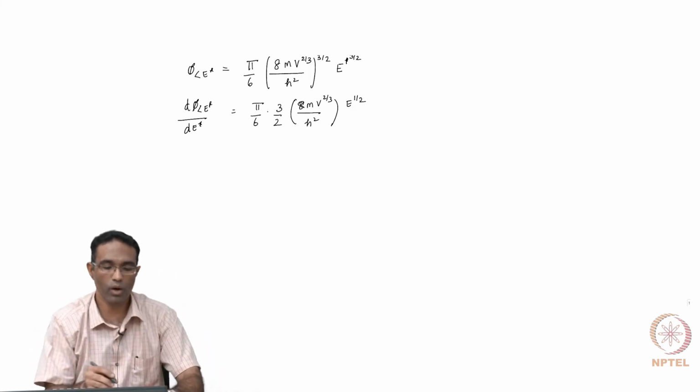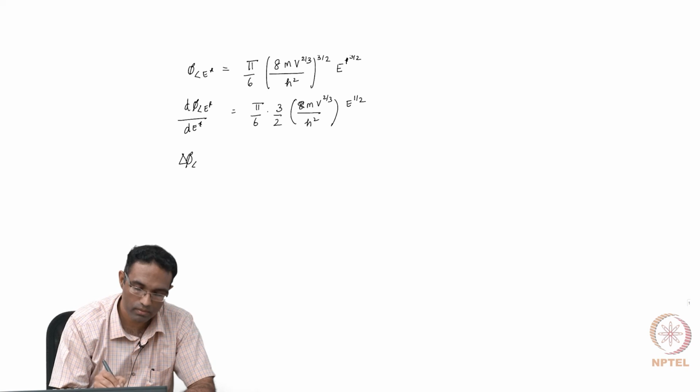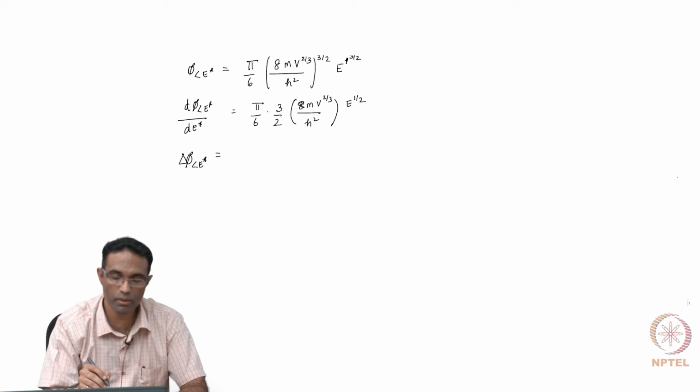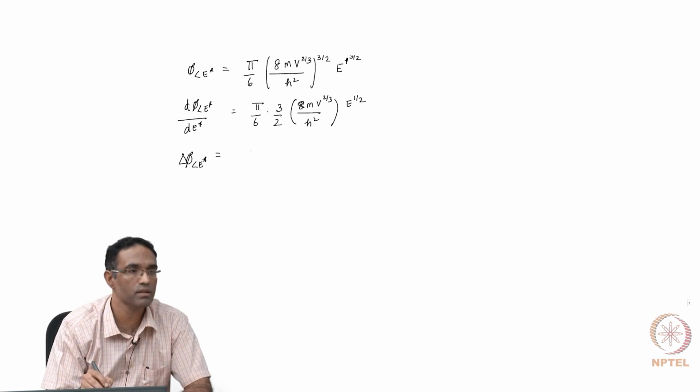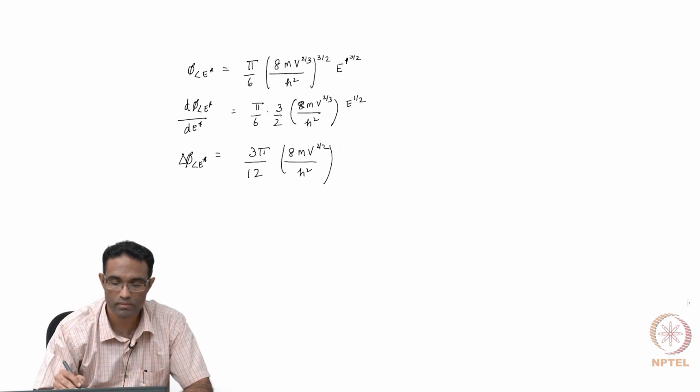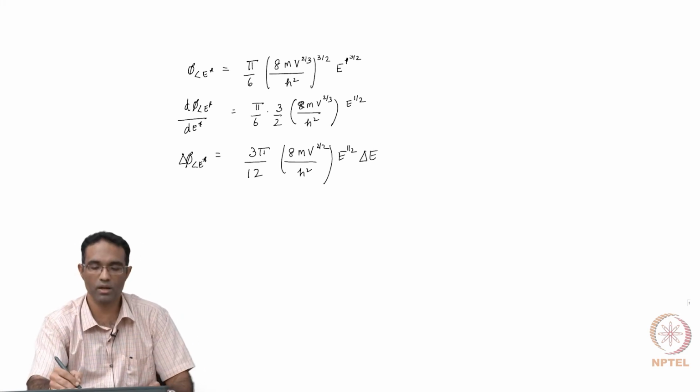Now what was our delta phi less than E star? Can you tell me what was our delta phi less than E star? It is 3 pi by 12, times 8 m L square by h square to the power 3 by 2, times E to the power half, times delta E star. So E and E star are interchangeable.